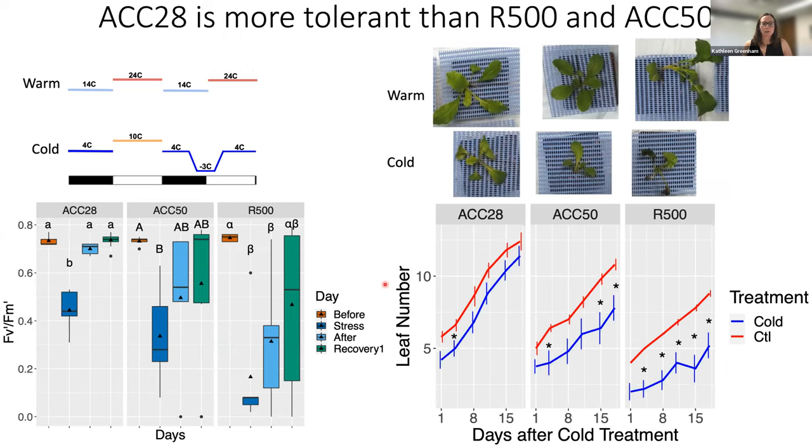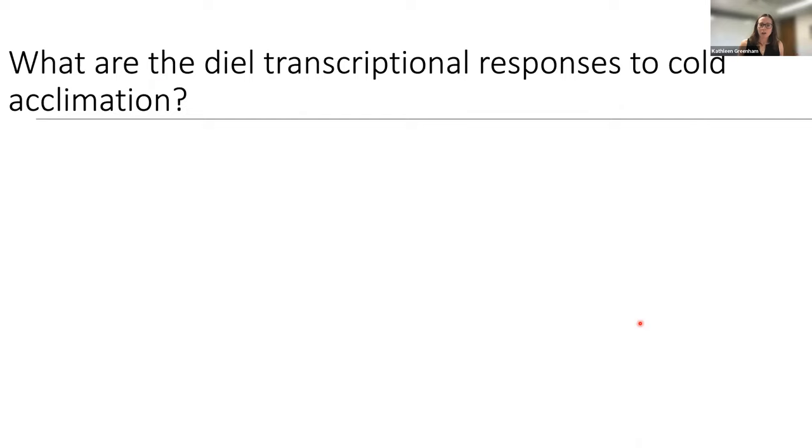This is also seen with leaf number, so tracking growth after the stress, where ACC28 is doing really well, R500 is not, and ACC50 is in the middle. And this is consistent with some other metrics we look at as well. So clearly ACC28 is our more tolerant, followed by ACC50 and R500. So now that we've classified their tolerances, let's look at the transcriptome data again.